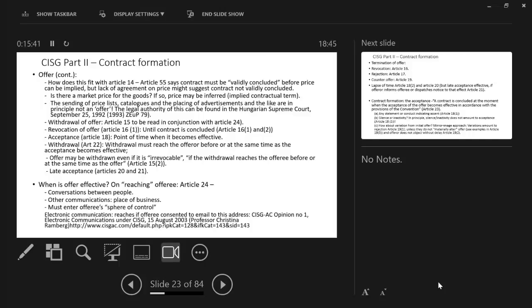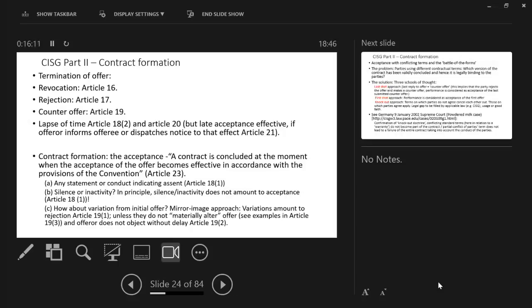One thing that we do see is this idea that sending of price lists, catalogs, placing of advertisements and the like is in principle not an offer. These are simply informational materials, but a reach out to say that we would like to contract on this basis, and an acceptance will then result in the creation of a contract. Contract formation includes also revocation provisions, rejection, counteroffer, and contract formation.